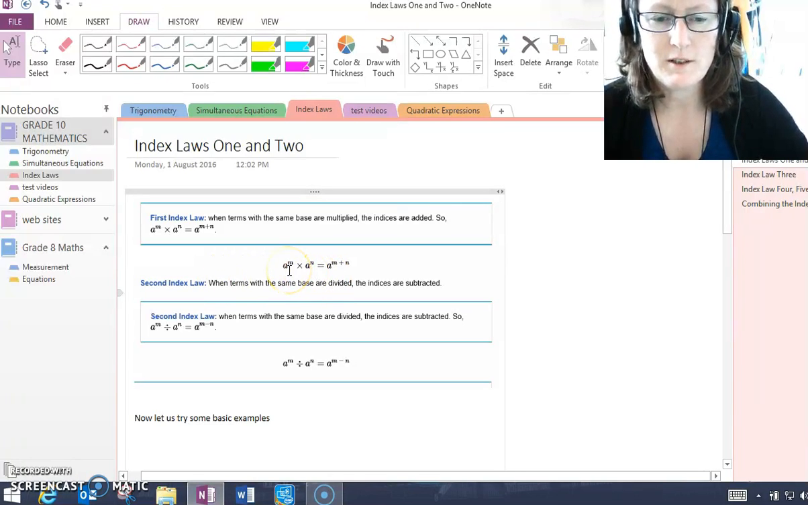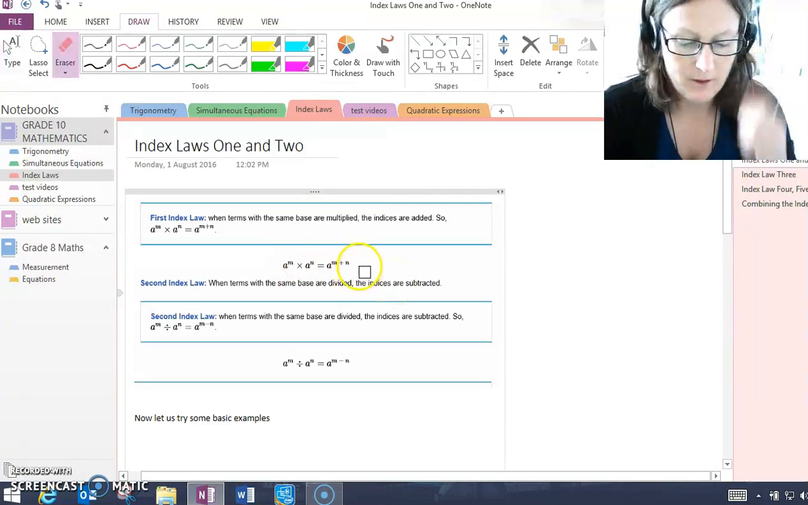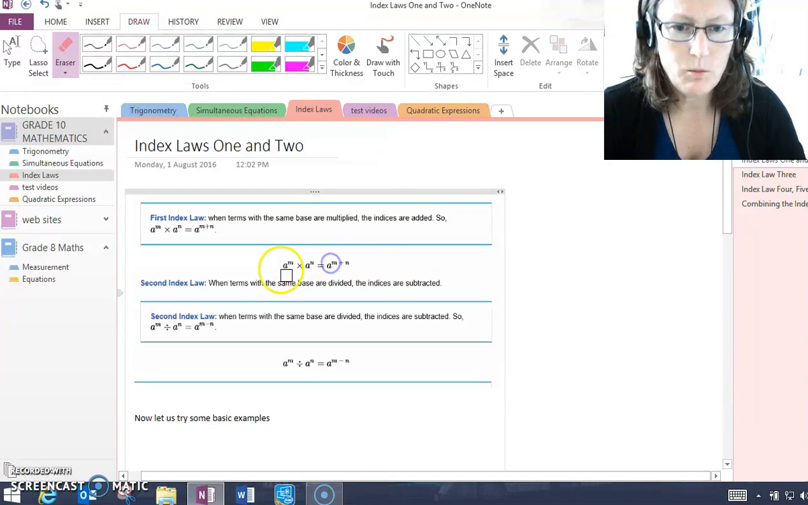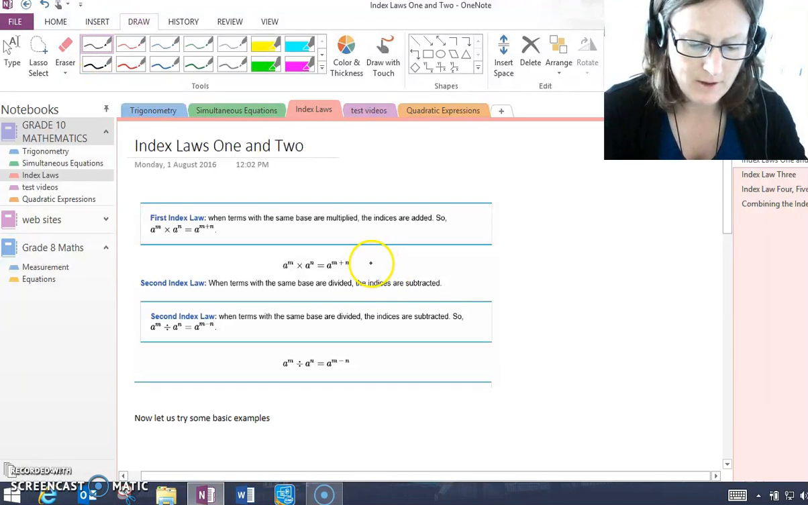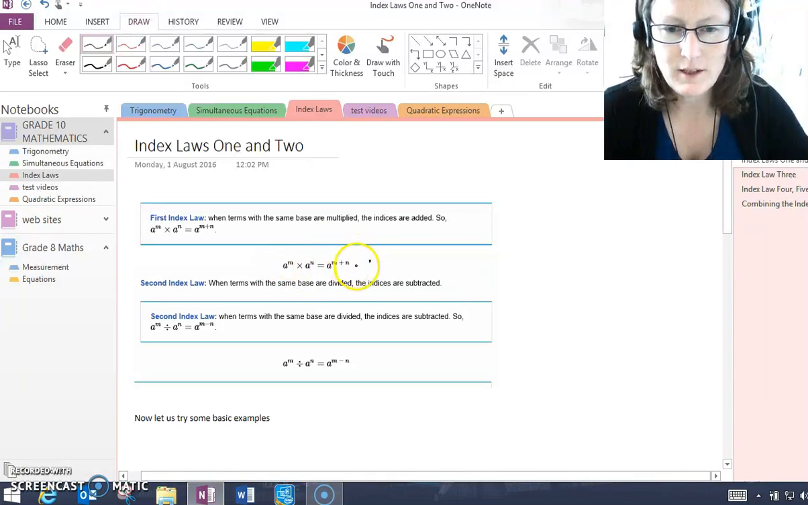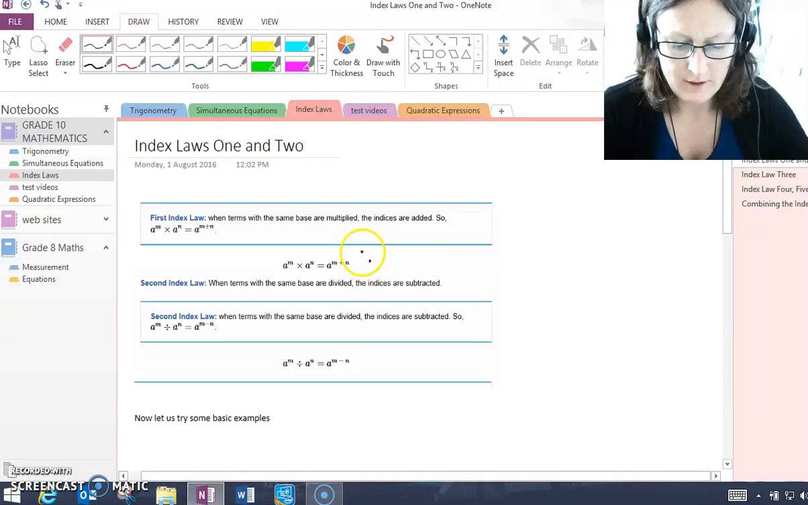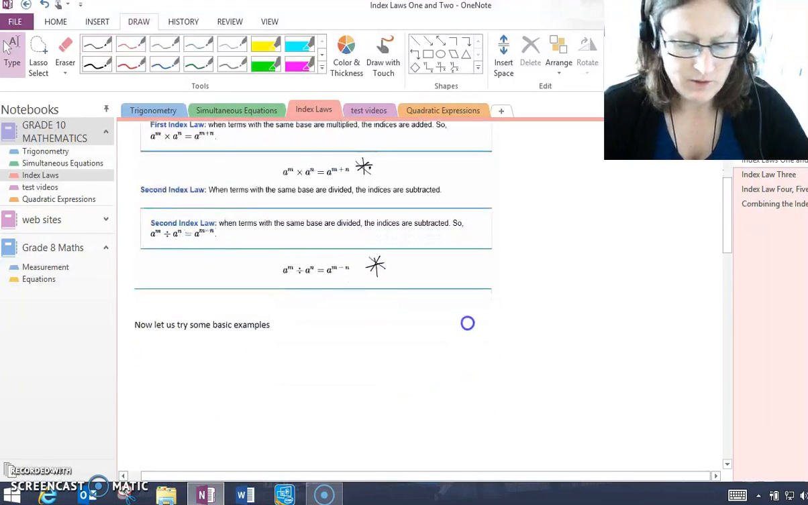With the first index law, if we're looking just here, when the bases are the same and it's a multiplication sign, such as here, then you simply add the indices. That's index law 1. For index law 2, if the bases are the same and it's a division, then we subtract the indices. So that is revision from last year.